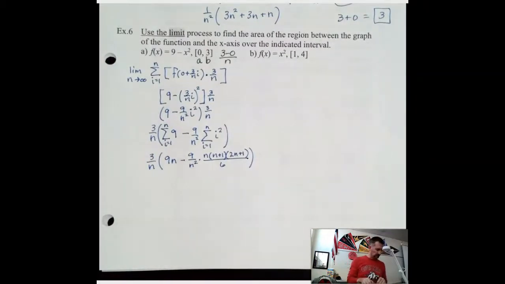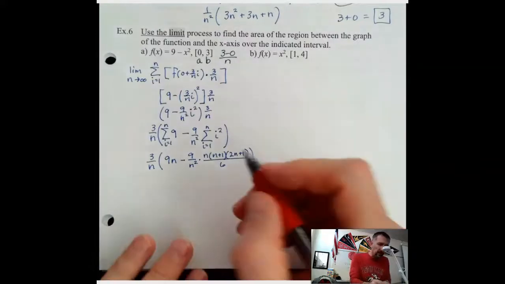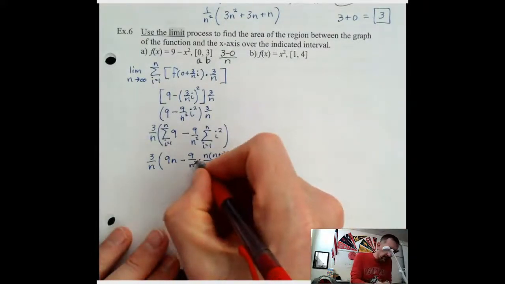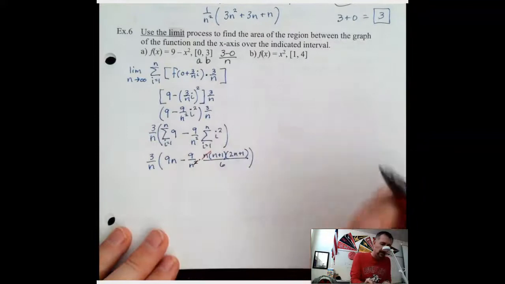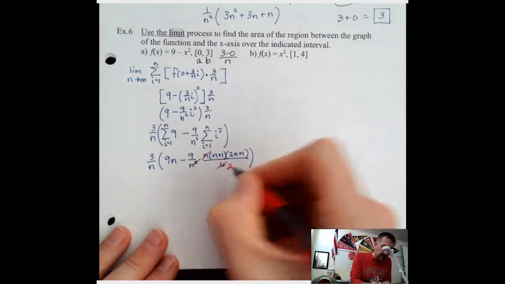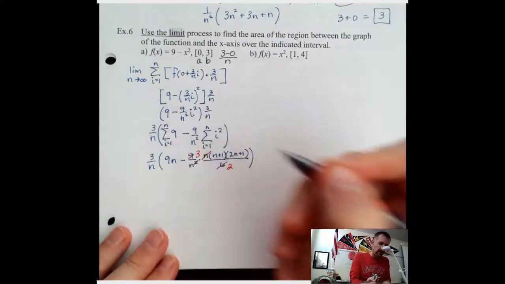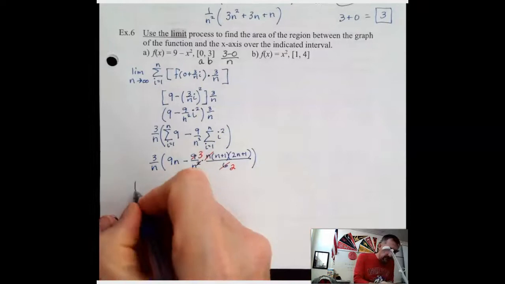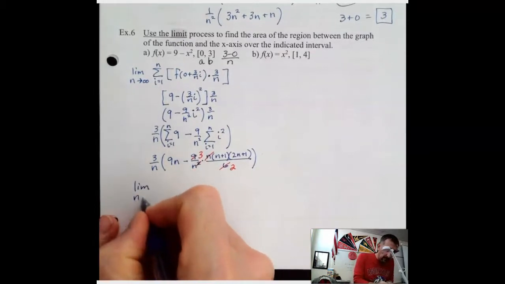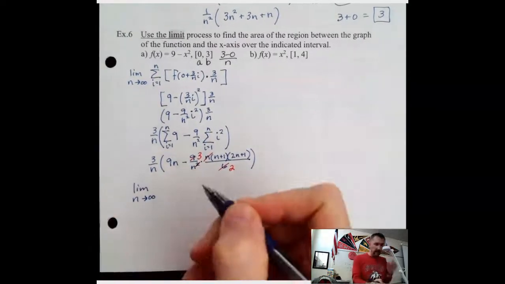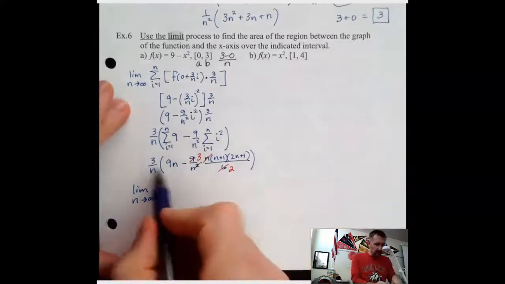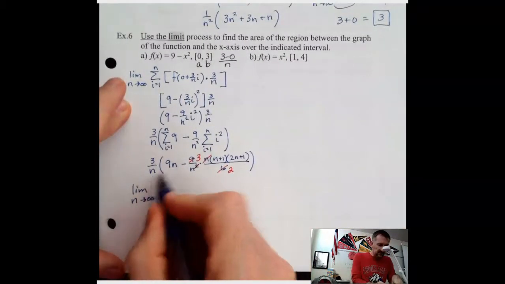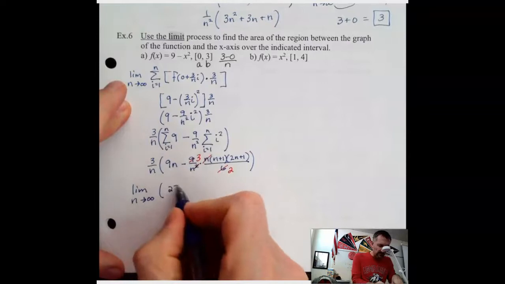Now, we can do a couple things here. We can cancel this squared off with this n, and we can factor a 3 out of here and here. Okay, so now let's see what happens here. So now we're going to bring the limit back, and we're going to let n approach infinity, and we're going to distribute here. So these n's are going to cancel, and we're just going to have 27.